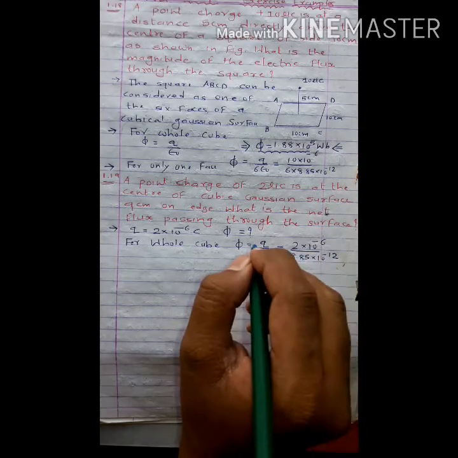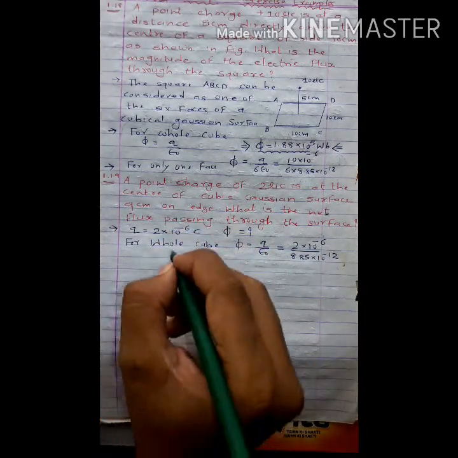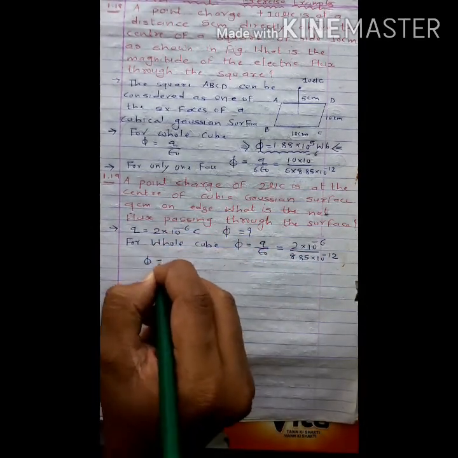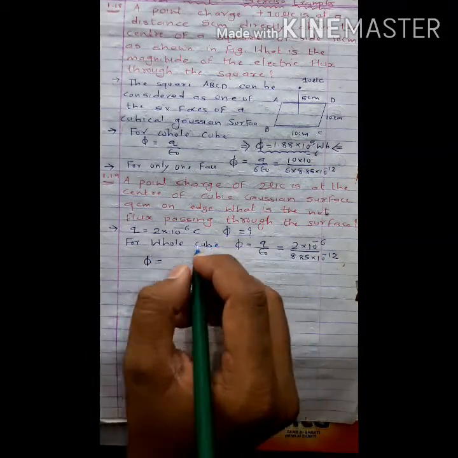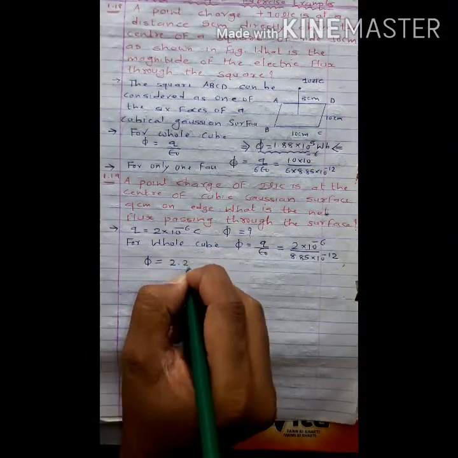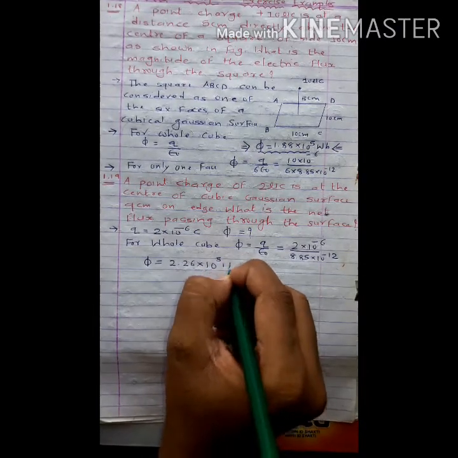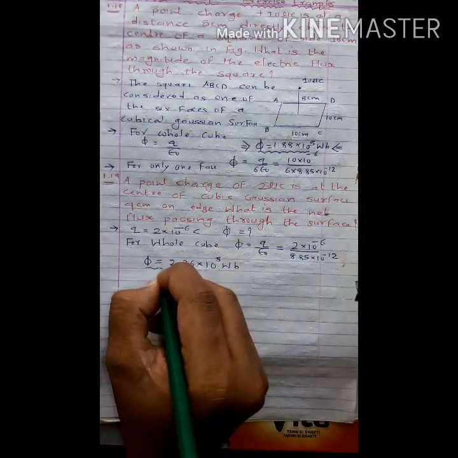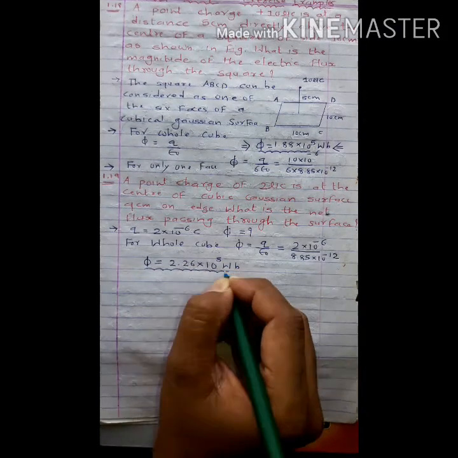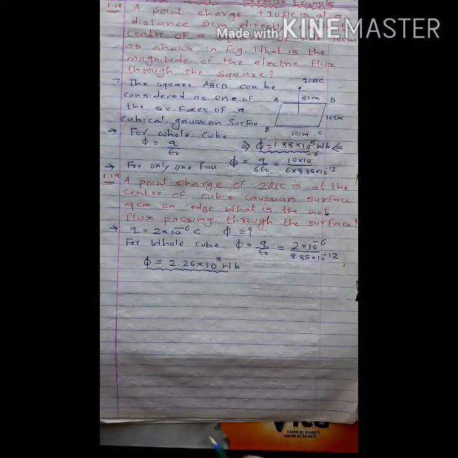Now try to find the solution of this question. Your final answer is that the flux passing through the whole cube is 2.26 into 10 to the power 5 Weber. The unit of flux is Weber. So in this example, the answer is 2.26 into 10 to the power 5 Weber.